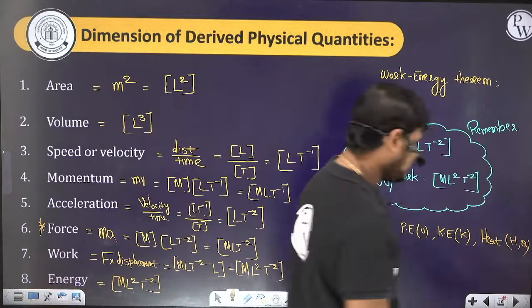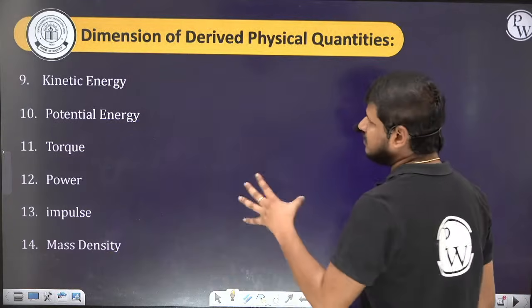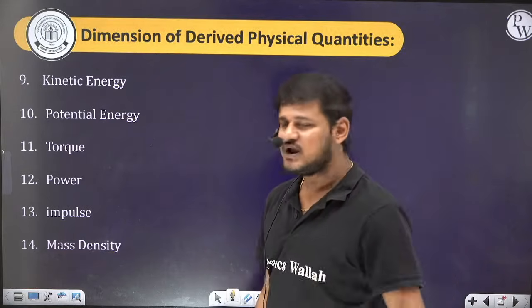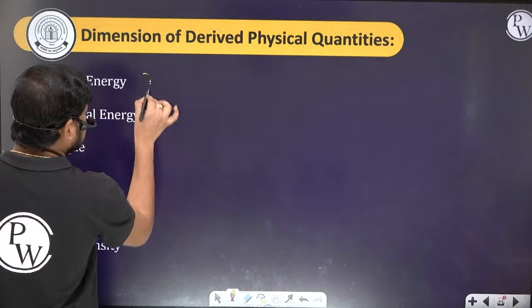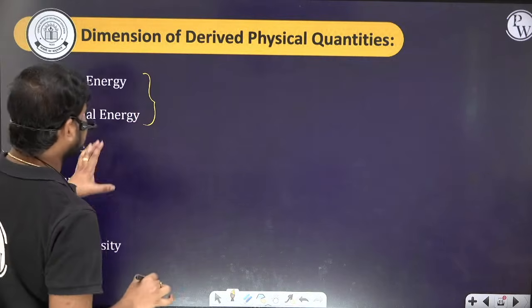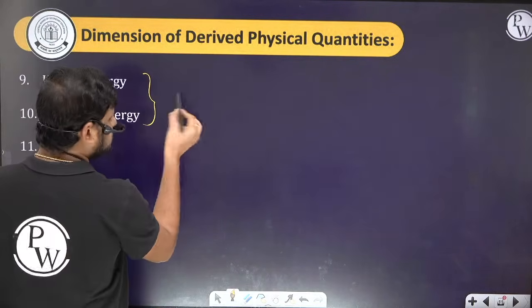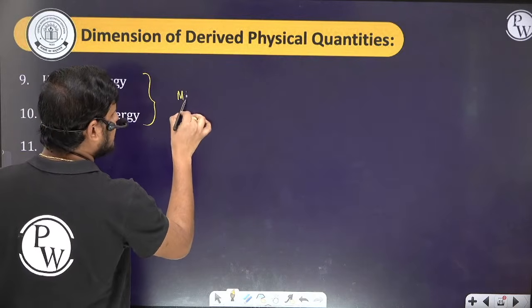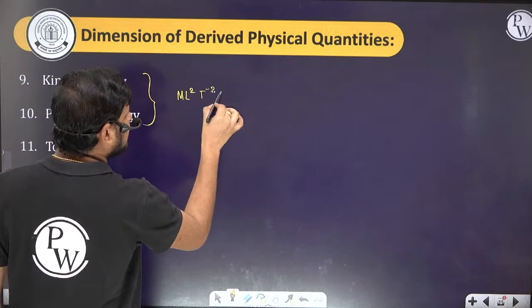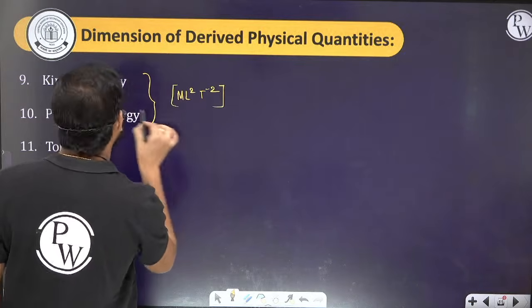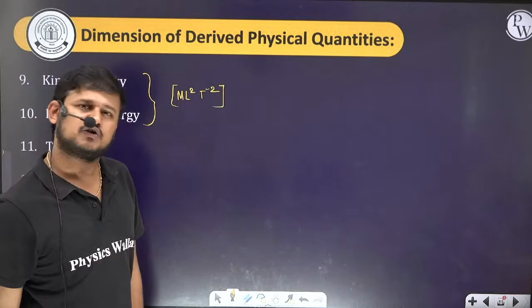Chalo. So let's move further. Let's increase one level up. See here. Again, the kinetic energy and potential energy I am talking about, which have the same formula. So same dimensions, M L square T to the power minus 2. So whatever the energy it can be, the dimensions are going to be the same.